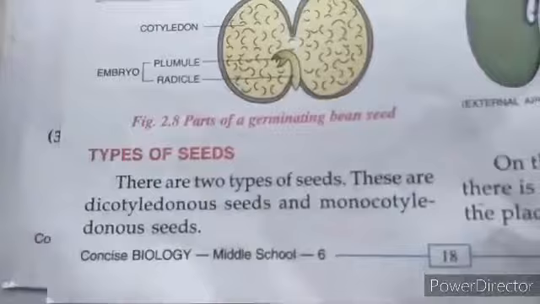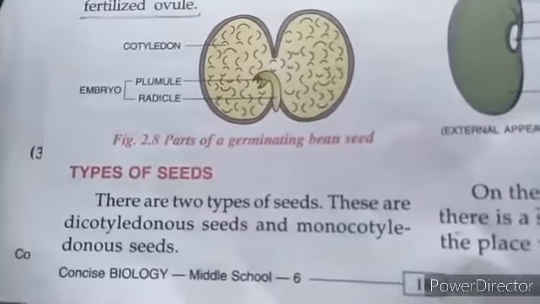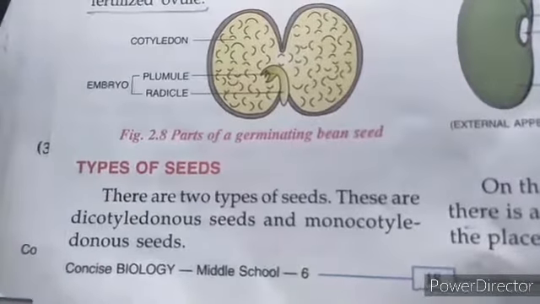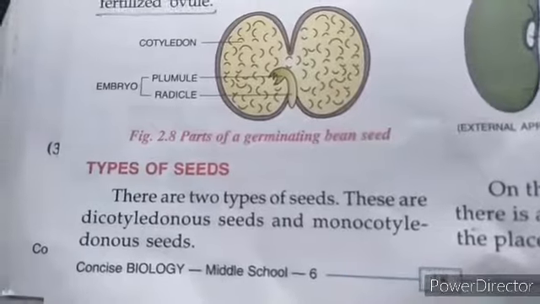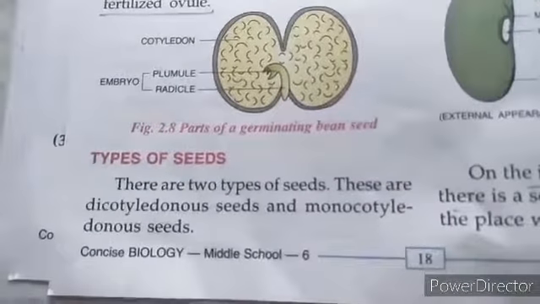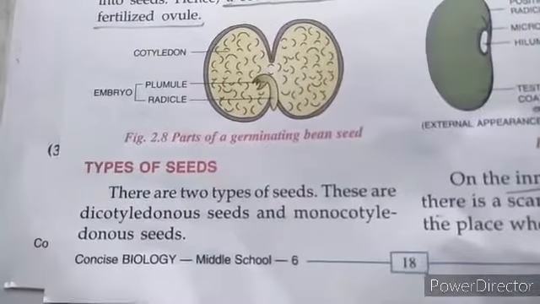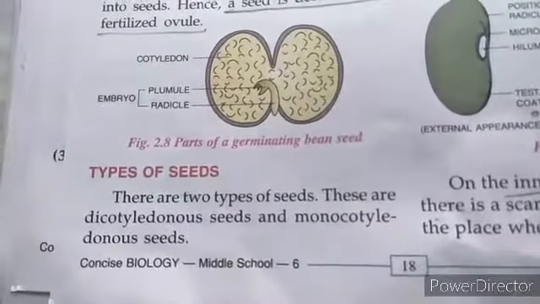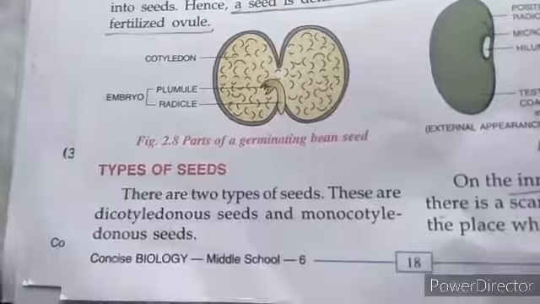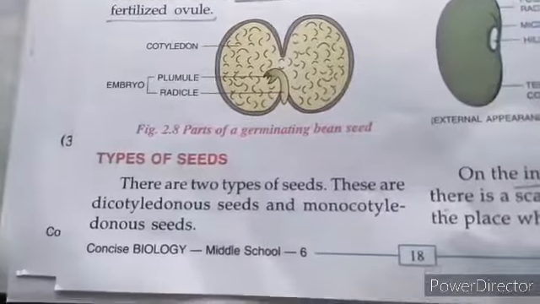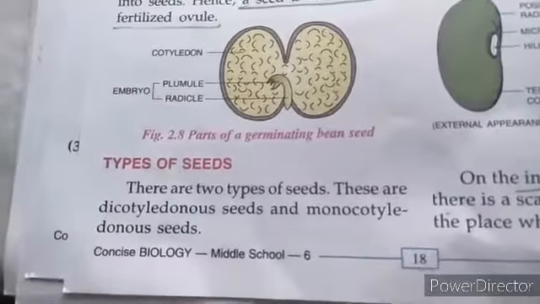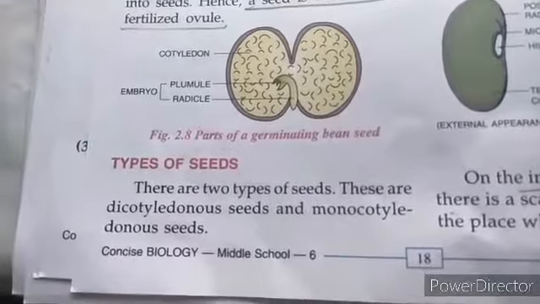Now let's look at types of the seeds. There are two types of seeds: dicotyledon seeds and monocotyledon seeds. I believe you understood dicotyledon by now: di means two, two cotyledons, and cotyledons are the first two early leaves of the seed.